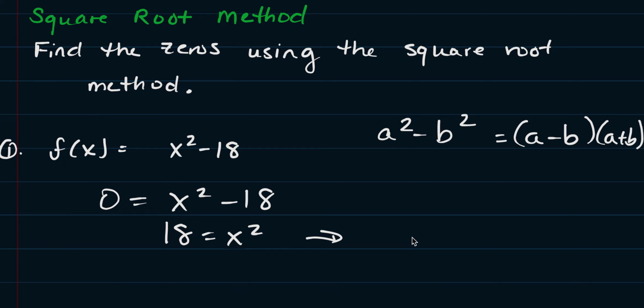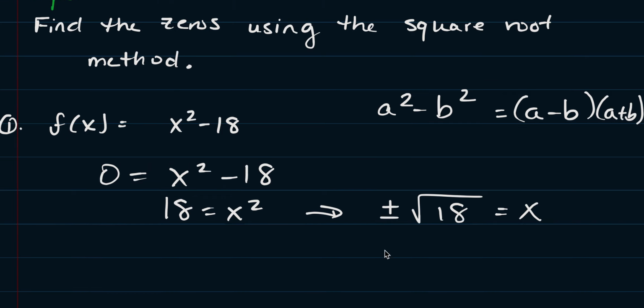So when we take a square root, we get a positive and a negative square root. I want you to pay attention to that, okay? Whenever you do a square root, you should get a positive and negative. Okay, let's simplify this square root of 18.